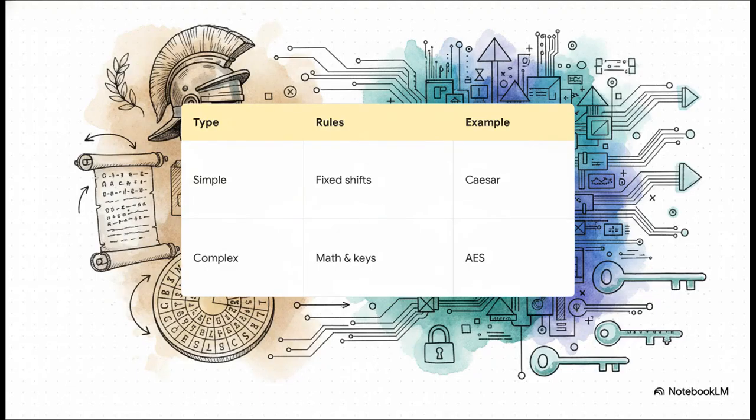So how do we get our data from plain text into ciphertext? Well, there's been quite an evolution. Simple encryption uses fixed, really easy rules, like just shifting each letter by a certain number. That's famously known as the Caesar cipher. But obviously, in a modern enterprise landscape, simple just does not cut it anymore. And that is why we evolved to complex encryption. This uses heavy mathematical equations and incredibly long keys. Think of the AES algorithm, which is absolutely the gold standard used by banks and major tech companies today.